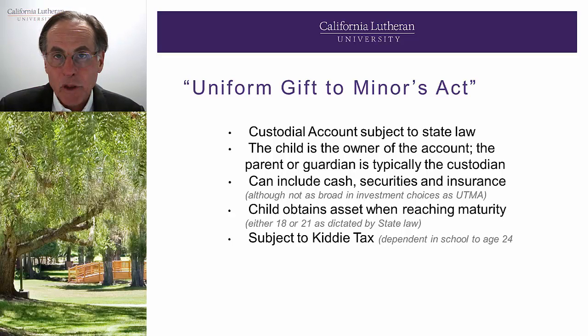The parent or the guardian is typically the custodian. The UGMA can hold cash, securities such as mutual funds, individual stocks or bonds, and insurance. The child has to be given the right of possession at age 18 or 21, depending on state law. As discussed, account income and gains are taxed at the kiddie rate.